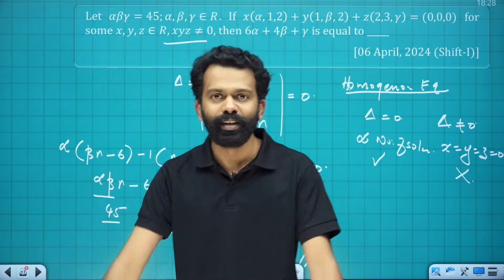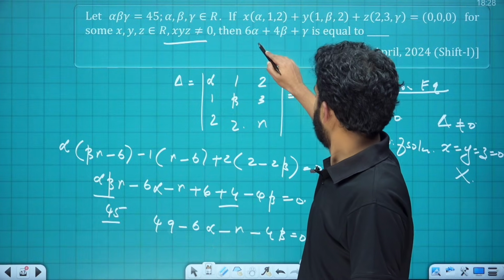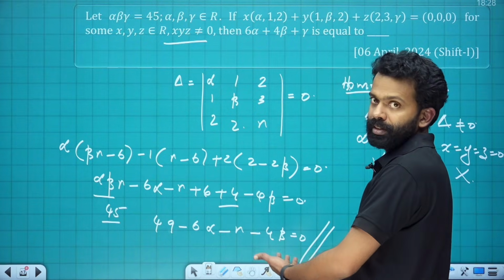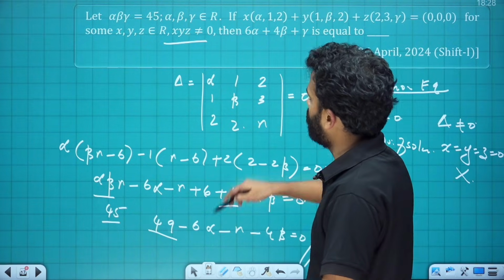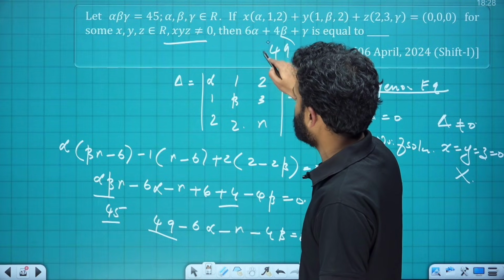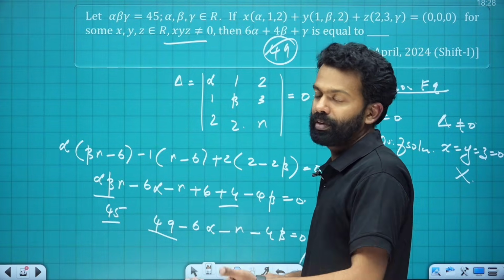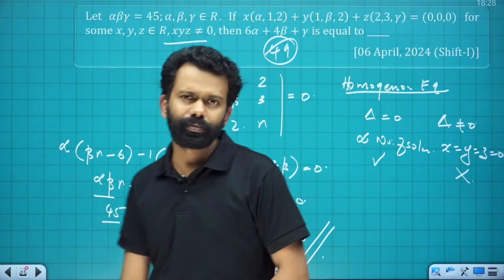You got it? See, what is the value which you need to find here? 6 alpha plus 4 beta plus gamma. If you take everything to the right hand side, that will be 6 alpha plus 4 beta plus gamma, and the corresponding value is 49. Very easy question. Actually, it is easier than the questions we did in this session, easier than any of them. I hope you got the idea here.